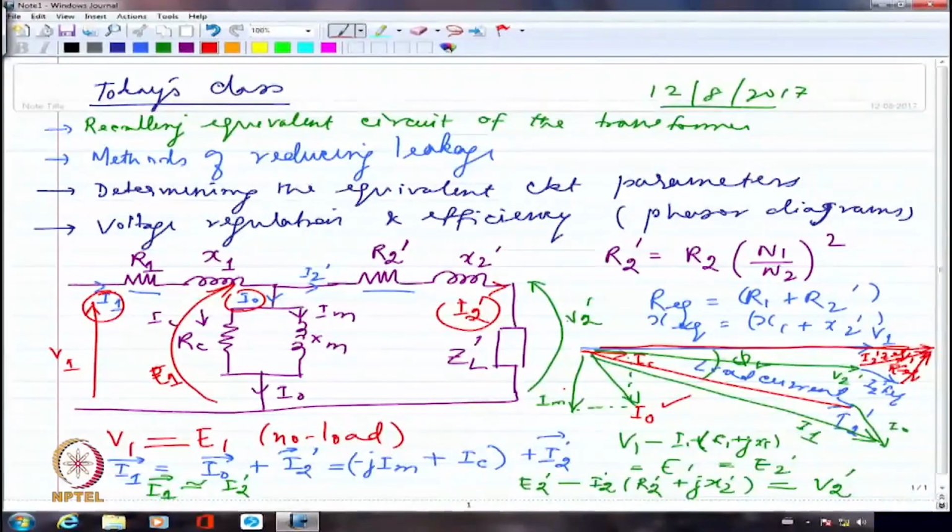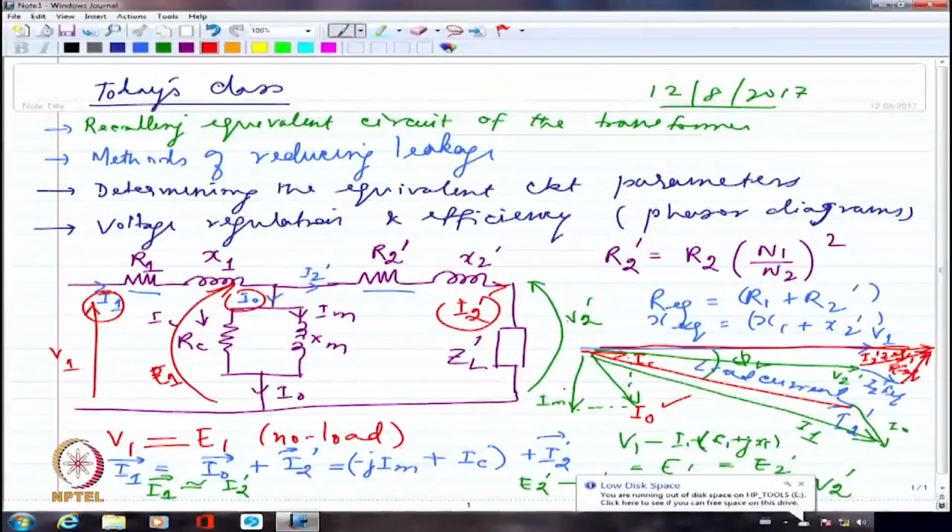Now, V2 dash plus whatever is the drop that has taken place in the series impedances within the transformer, these two added together give rise to V1. Right? So, that is what is actually my V1. If you actually look at it in a transformer, between V1 and V2 dash, the phase angle will be really, really small, normally. Right?